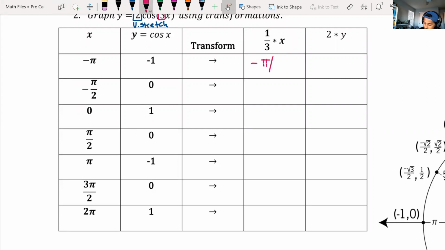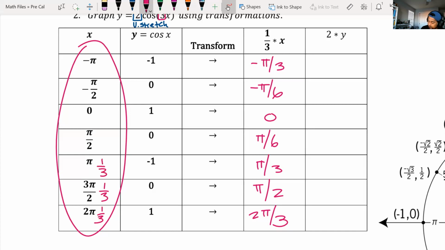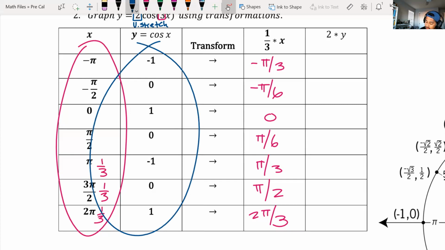So you get negative pi over 3, negative pi over 6, 0, pi over 6, pi over 3, pi over 2, 2 pi over 3. So we multiplied all of these by 1/3. If you need to put that 1/3 in front to see, then go ahead and do it. Okay. And then, since it's only a vertical stretch by 2, you take all these y values and multiply them by 2. Negative 2, 0, 2, 0, negative 2, 0, 2.